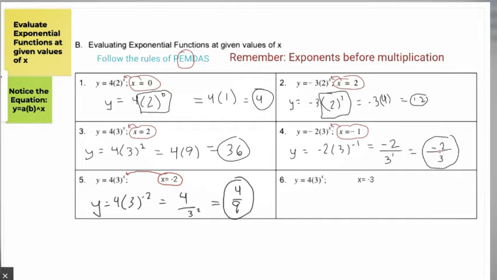Number 6 is going to be the same. I'm going to take my x, plug it in. I'm going to pause and reveal the answer as I go. Try it yourself. That's what you get after you substitute. What do you have to do with a negative exponent?